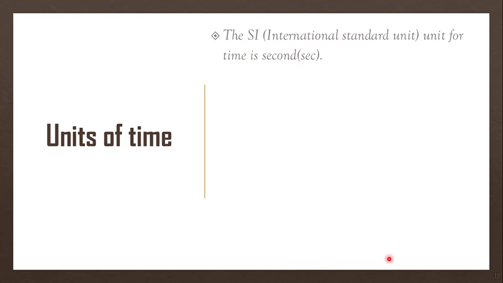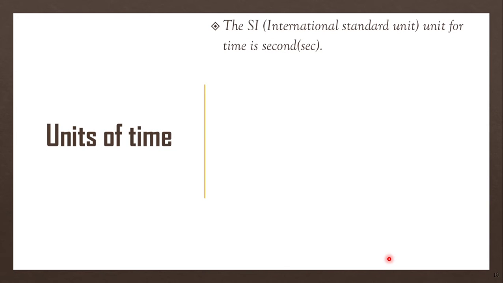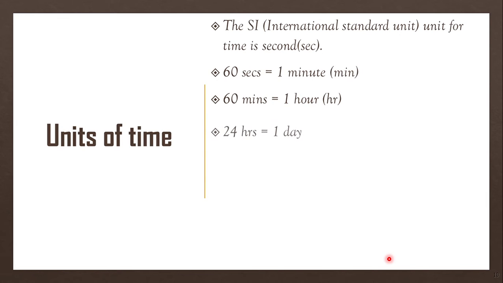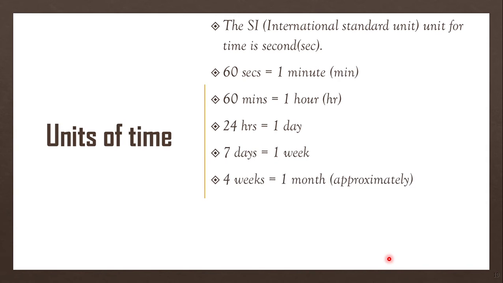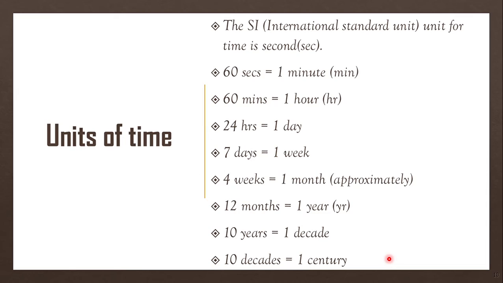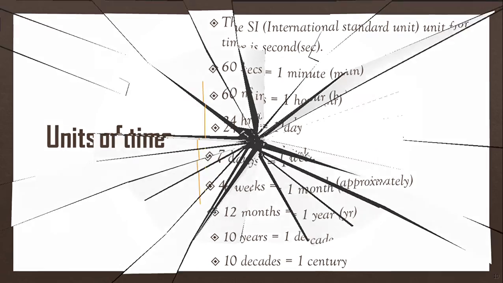Units of time. The SI, International Standard Unit for time, is second. 60 seconds is equal to 1 minute. 60 minutes is equal to 1 hour. 24 hours is equal to 1 day. 7 days is equal to 1 week. 4 weeks is equal to 1 month approximately. 12 months is equal to 1 year. 10 days is equal to 1 decade. And 10 decades is equal to 1 century.